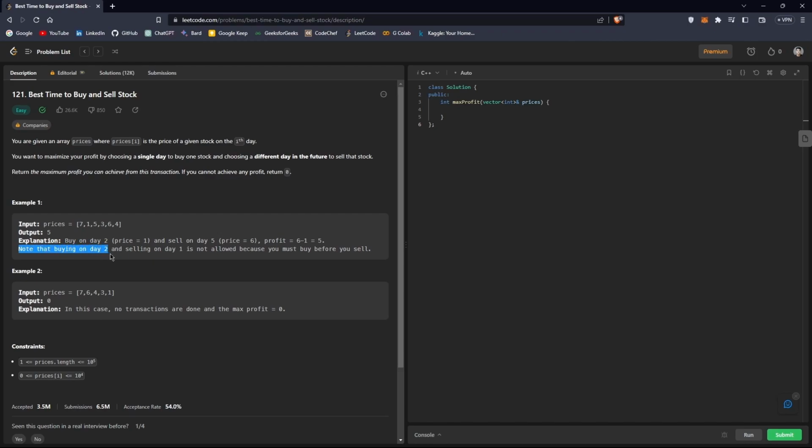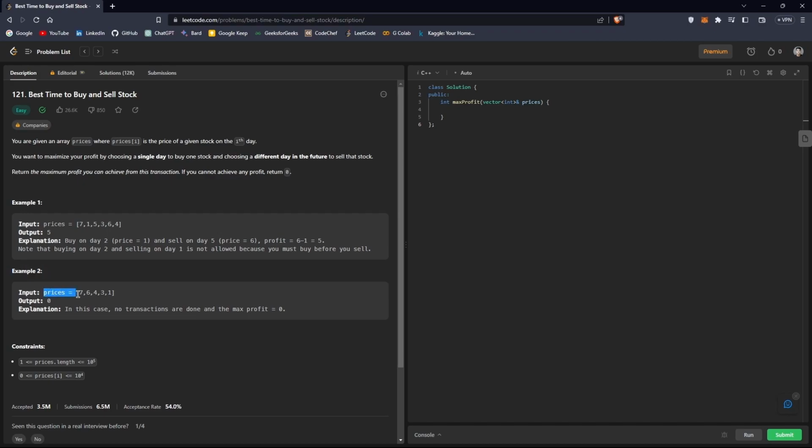Note that buying on day 2 and selling on day 1 is not allowed, because you must buy before you sell. So you cannot buy right over here and sell here, you cannot buy here and sell here; you have to first buy and then sell. And there is another example that we can take into account.